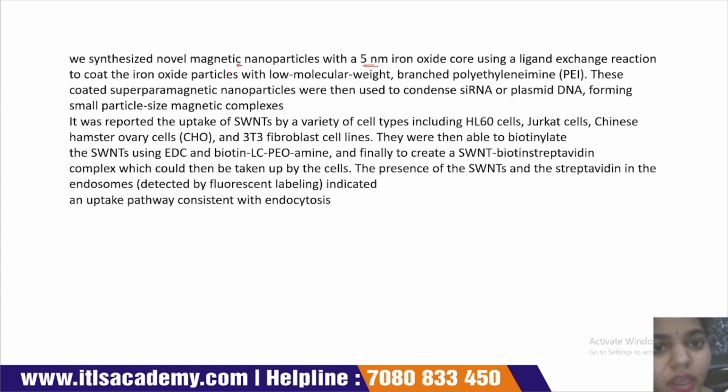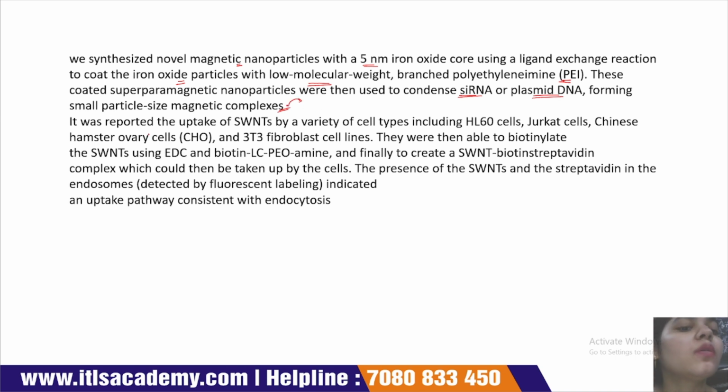The iron oxide core of 5 nanometers is coated using ligand exchange reactions with low molecular weight branched polyethylenimine, that is PEI. These coated superparamagnetic nanoparticles were used to condense the siRNA or plasmid DNA, forming a small particle size magnetic complex. Then this complex can easily be delivered into the cells.